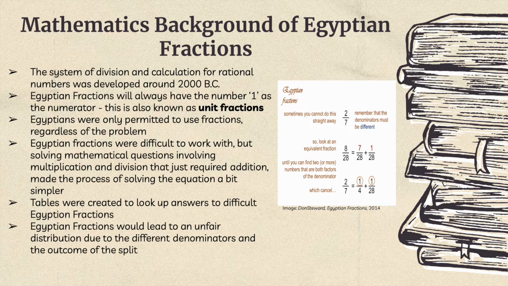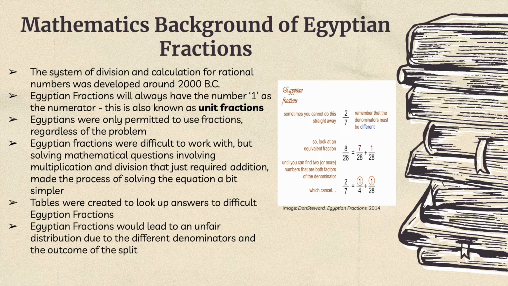Egyptians were only obliged to deal with fractions regardless of the problem, since they had a practical approach to mathematics. Even though they could only trade in fractions, employing this mathematics technique would be extremely challenging. They were limited to only solving mathematical problems involving multiplication and division that just required addition, which made the procedure of working out an equation a little simpler.